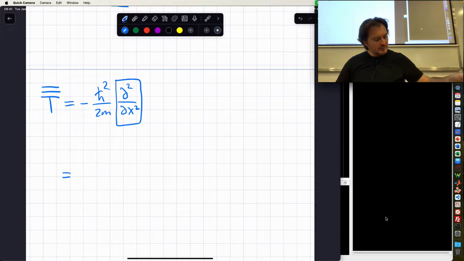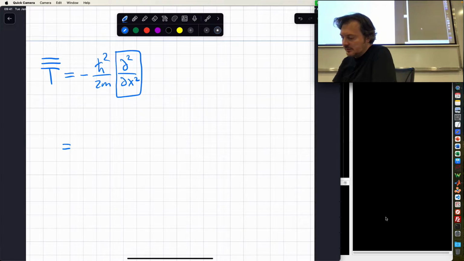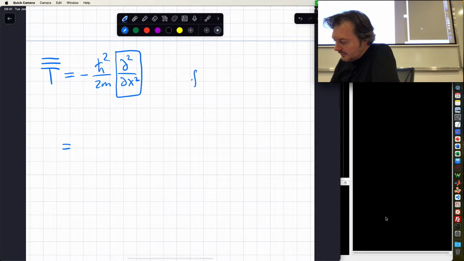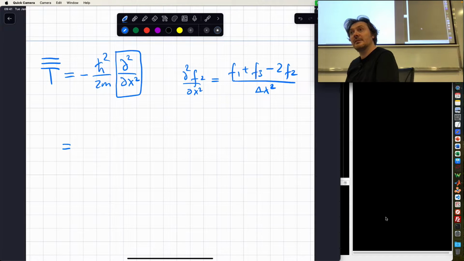Okay, I think I have in my notes how it looked. Just a moment. Okay, it's in the previous notes. So let's just write it down. Do you remember that we discussed del squared over del x squared of f2 was basically f1 plus f3 minus 2f2 over delta x squared? Do you remember this? Yes?